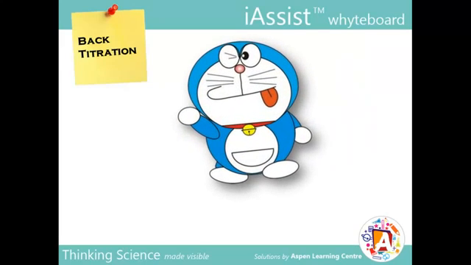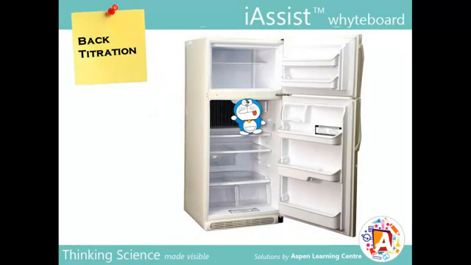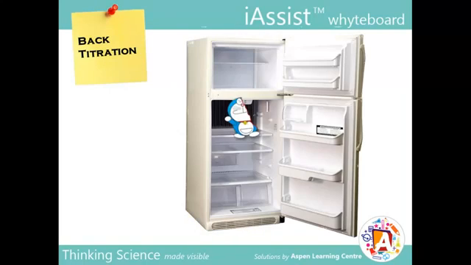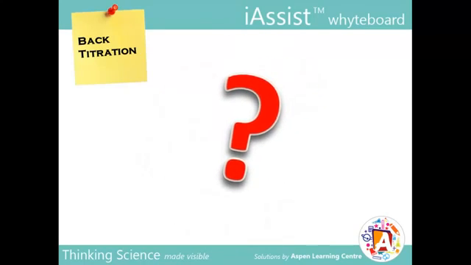Let's say I receive a big birthday cake that weighs 2 kilos. It's too much for me to finish in one shot, so I put it in the fridge. The next morning, I open the fridge to find that somebody else ate a portion of the cake. Now, I want to find out how much of the cake has been eaten, so what do I do?